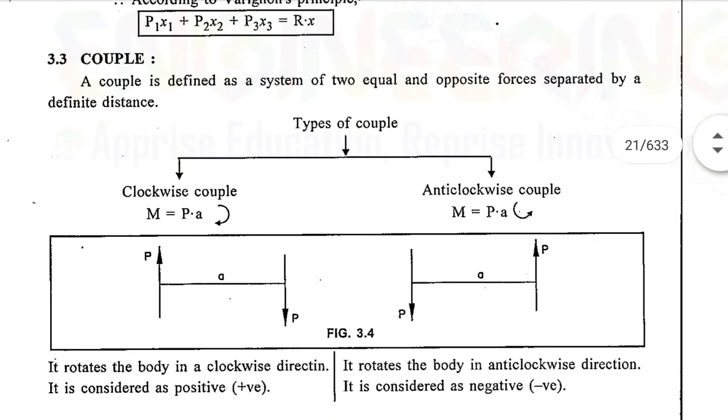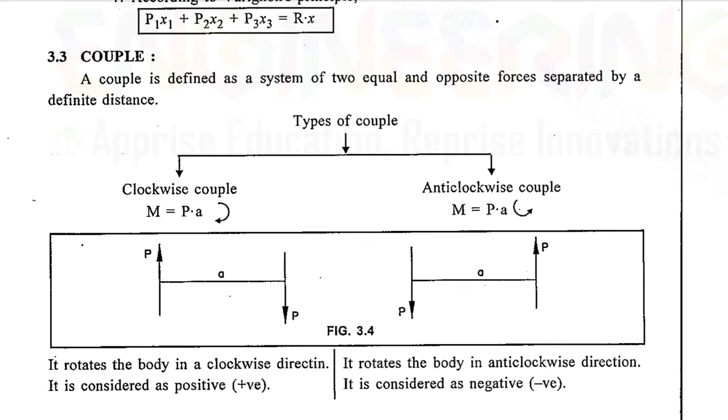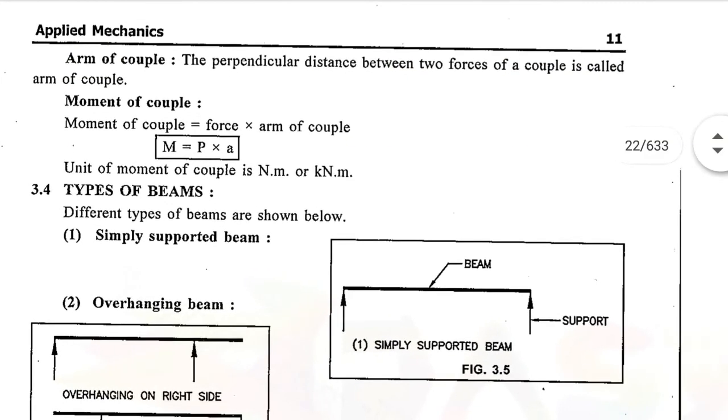So now couple. So what is a couple? A couple is defined as a system of two equal and opposite forces separated by a definite distance. Okay. So arm of couple. The perpendicular distance between the two forces of a couple is called the arm of a couple. So next one, moment of a couple. The moment of a couple is equal to force into arm of the couple. So M equals P into A. The unit of moment of a couple is newton meter or kilonewton meter.